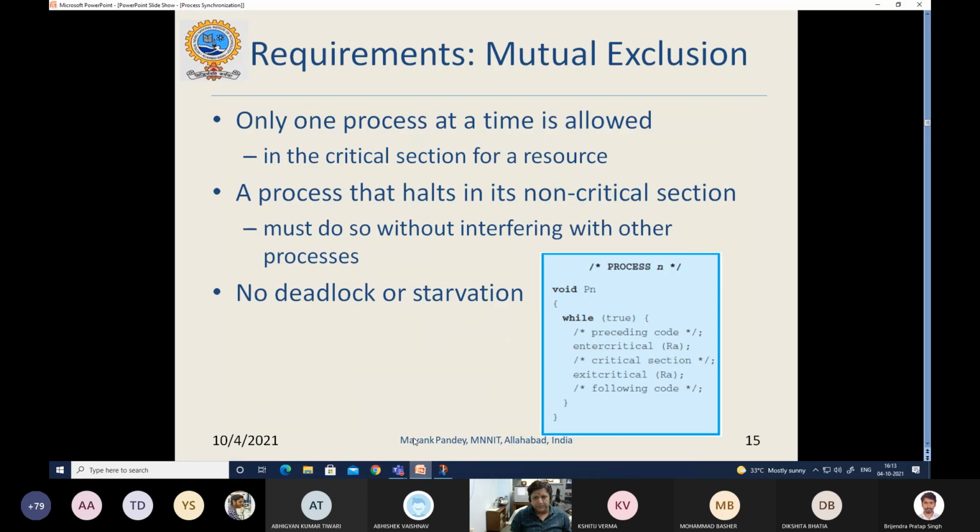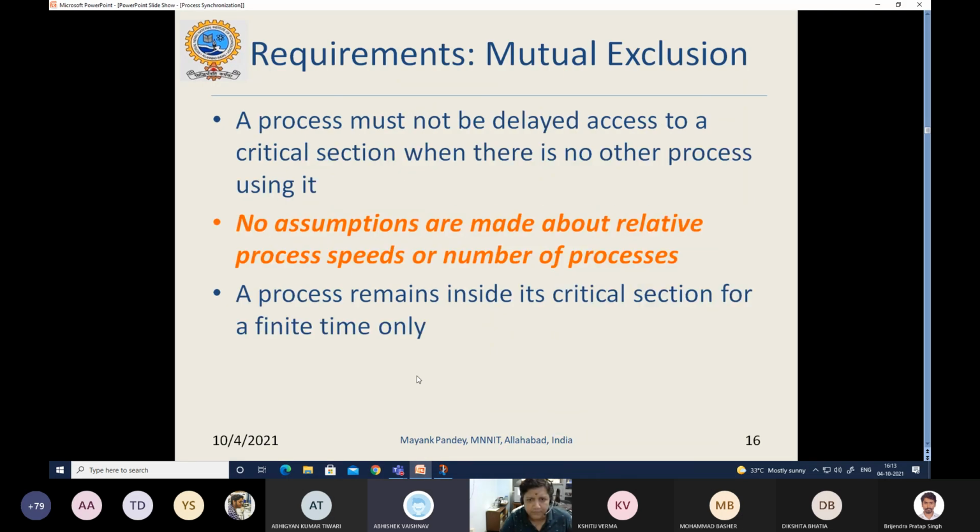Another problem? No, sir. I mean, it doesn't provide mutual exclusion. My point is that.